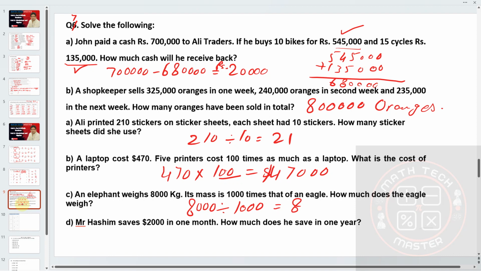Now Mr. Hashim saves $2,000 in 1 month. How much does he save in 1 year? How many months are in 1 year? Can anybody tell me? Yes, absolutely right. There are 12 months. So we will simply multiply this 2000 by 12 and it will be $24,000 a year. I hope the word problems are not a problem now and we can easily cover them.